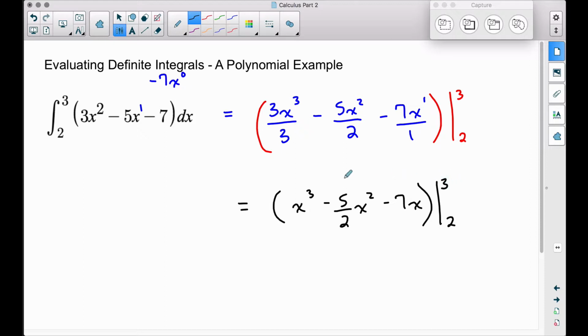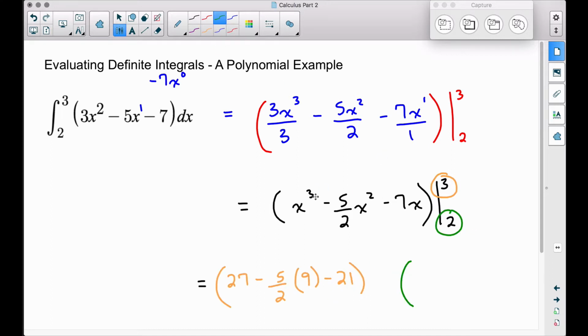So let's take 3, let's plug it into all of these x's that we have here. So when we use this, 3 cubed is 27, minus 5 halves times 9, x squared, so we're plugging in our 3, minus 21 when we plug 3 into there. This is what we get when we plug 3 into this antiderivative, and now let's repeat this process for 2.